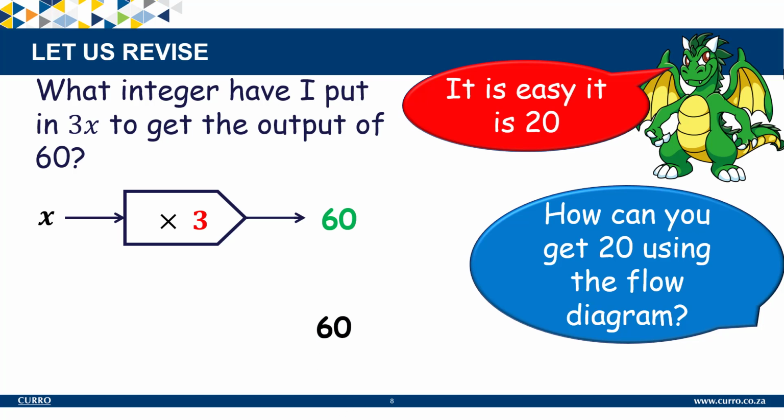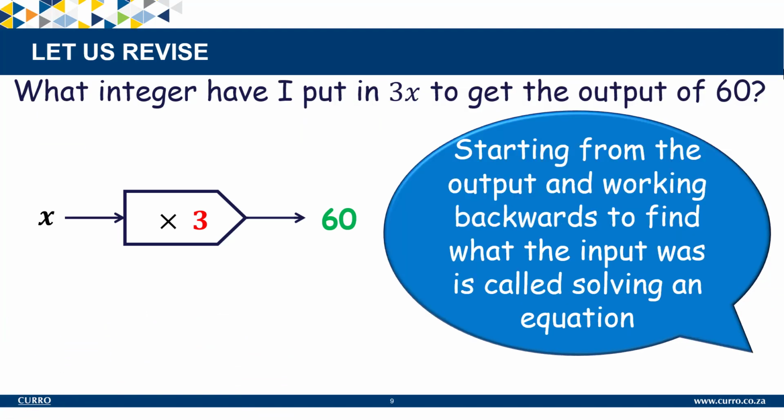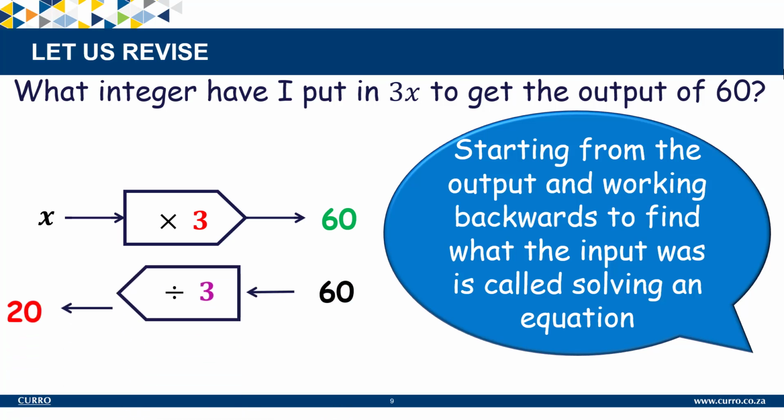So we can start now with the answer and undo what we've done to x. We divide 60 by 3, and that results in 20. So starting from the output and working backwards to find what the input was is called solving an equation using a flow diagram. So 60 divided by 3 is 20.